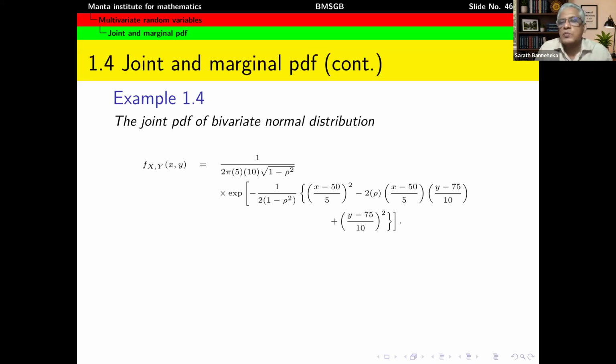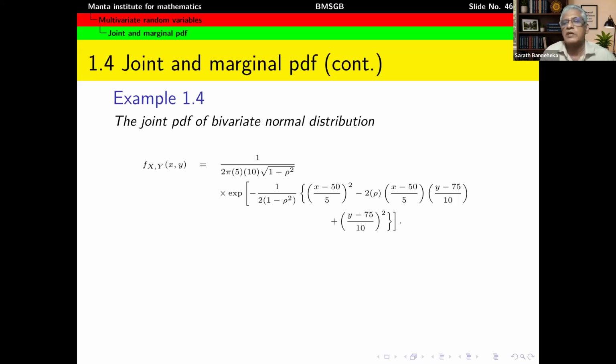So the bivariate normal distribution contains five parameters: the mean of x, the standard deviation of x, the mean of y, the standard deviation of y, and in addition to that, the correlation between x and y. Those are the five parameters, right? And here I have considered the bivariate normal distribution with the mean of x to be 50 and the mean of y to be 75, the standard deviation of x to be 5 and the standard deviation of y to be 10.